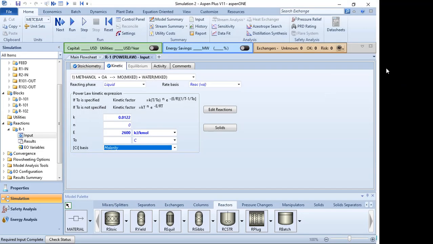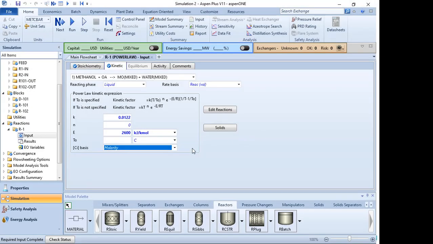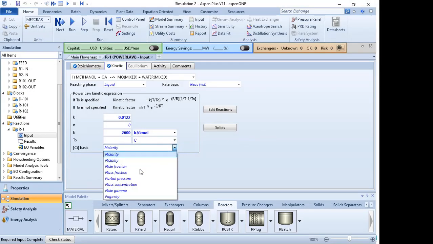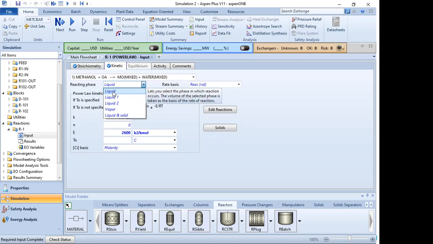If the equation is P, it means that it is not molarity, but it may be a partial pressure, or maybe the equation will become M, which is mass fraction, or N, which is mole fraction. So there are so many possibilities on how to write down the kinetic rate of reaction. And also in here, you can change whether this reaction is in a liquid phase or vapor phase, or liquid and solid phase.